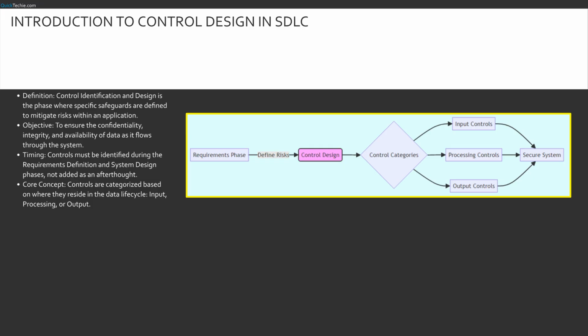This flowchart illustrates the integration of control design into the lifecycle. We start at the requirements phase, where business risks are identified. This drives control design, which is the central focus. From here, we branch into the 3 main categories: input, processing, and output controls. All 3 must function together to result in a secure system. If you miss one branch, the system is vulnerable.